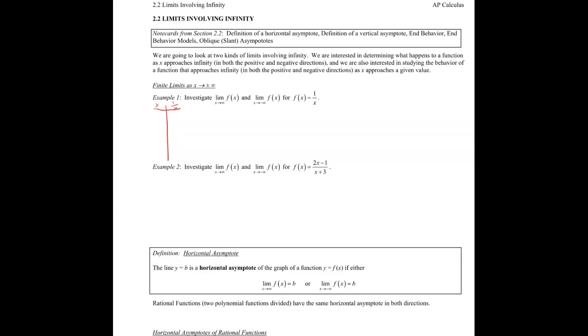So example 1, we're going to investigate the limit as x approaches infinity of f(x) and the limit as x approaches negative infinity of f(x) for the function 1 over x. This one's kind of nice. The easiest way to see this without a graph is to make a t-chart. So I'm going to make 10, 100, like I do every time, 1,000, 10,000, and 100,000.